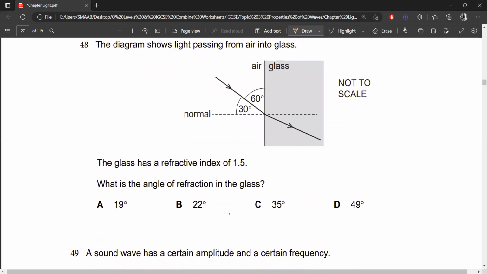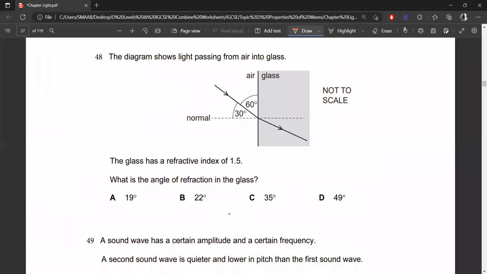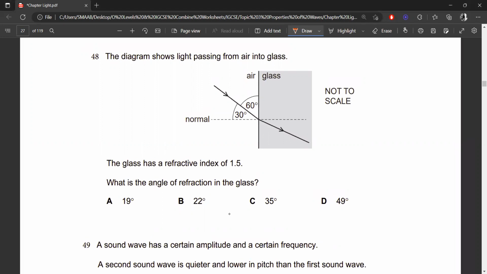Okay, question number 48. The diagram shows light passing from air into glass. Now again, we are moving from rare to dense. The refractive index of glass is 1.5. What is the angle of refraction?